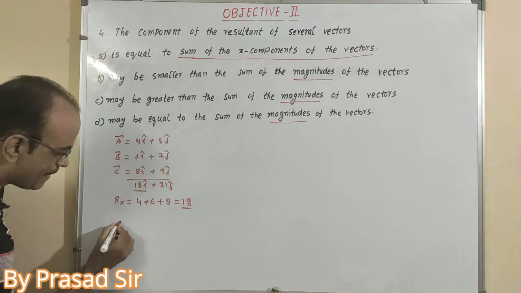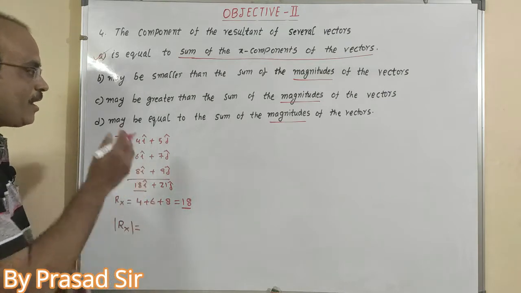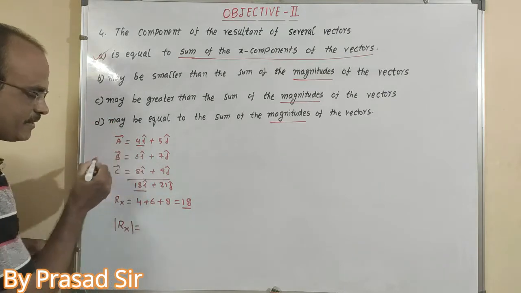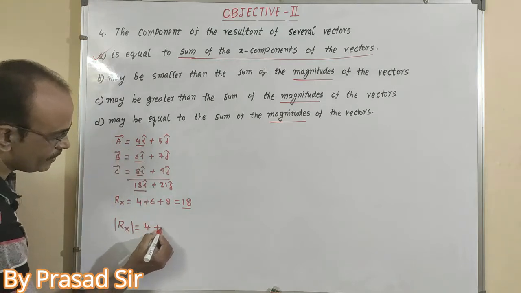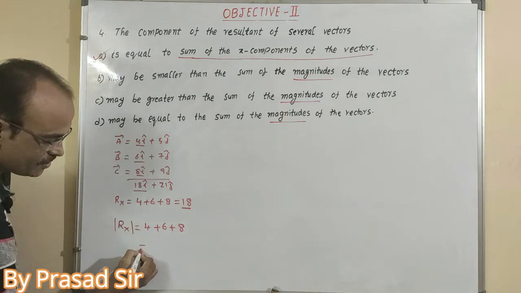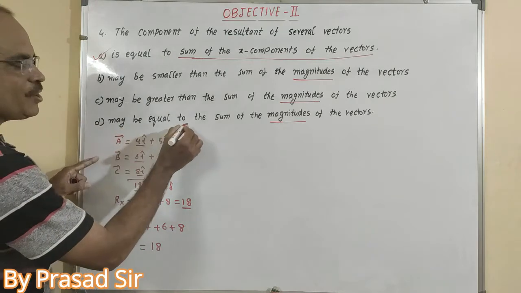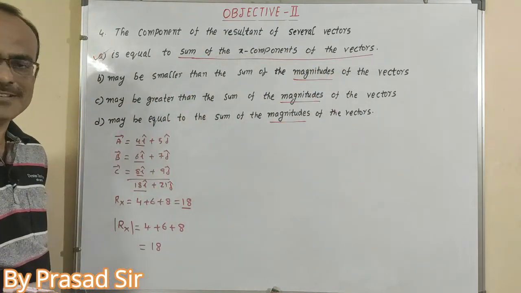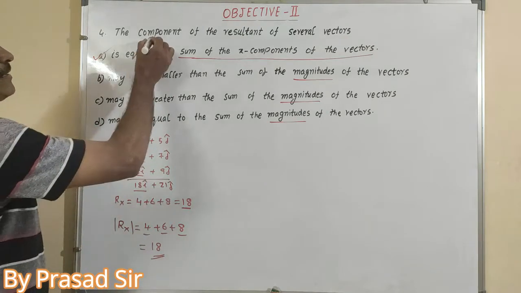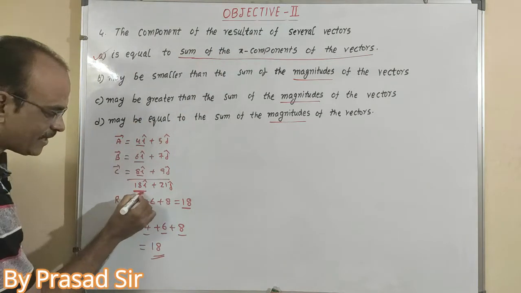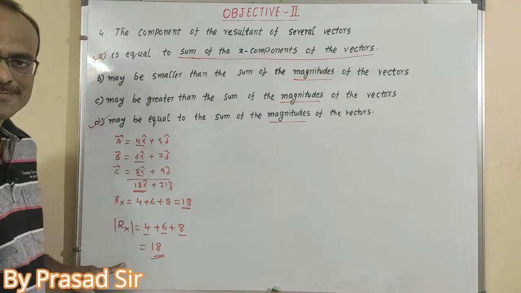Now I want to find the magnitude. Rx is equal to the sum of the components, that is this magnitude and this magnitude. What happens here? 4 plus 6 plus 8, how much are we getting? 18. So that means it may be equal to the sum of the magnitudes of the vectors. The sum of the magnitudes of the vectors is 18 and the component of the resultant of several vectors is also 18. By observing these two, option D is also correct.